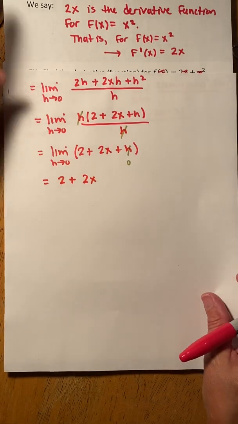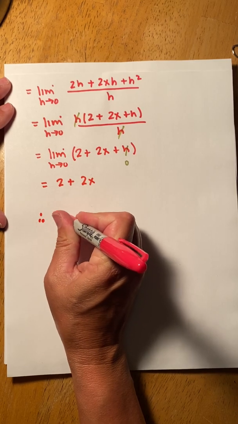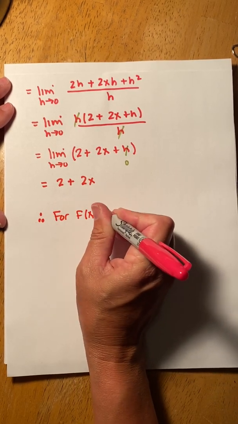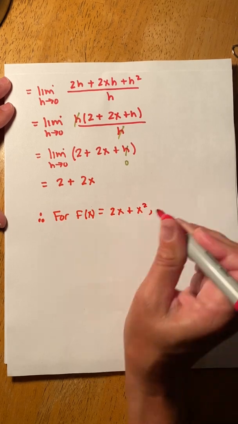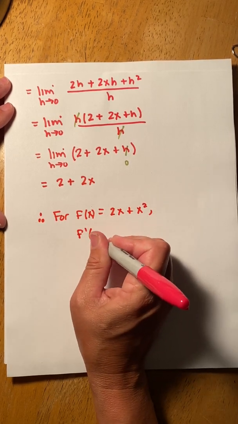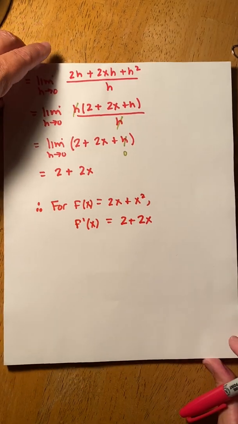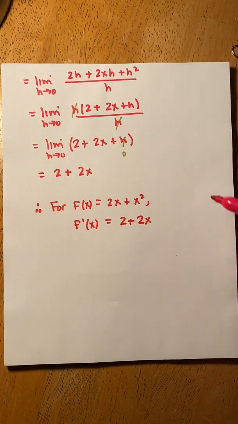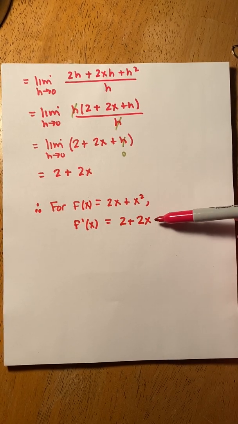So what did we just do? For the function f of x equal to 2x plus x squared, we found its derivative function to be 2 plus 2x. So the derivative of 2x plus x squared is 2 plus 2x. If we were to graph this and want to identify the steepness at any point x, we would use the template for the derivative.